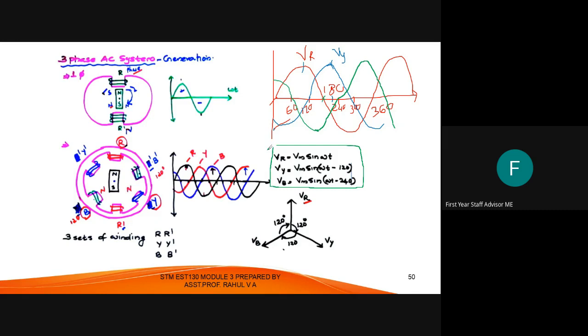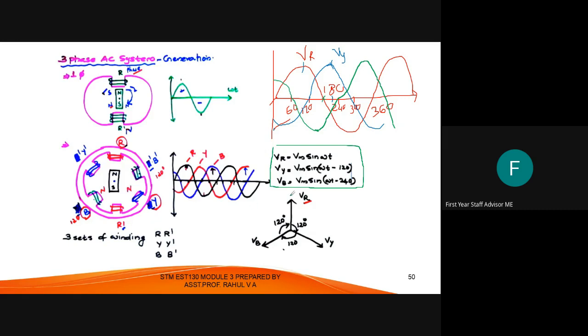The third winding Vb, if you consider R as a reference, I can say that the expression for Vb is equal to Vm sin omega t minus 240, because 120 plus 120 is 240.